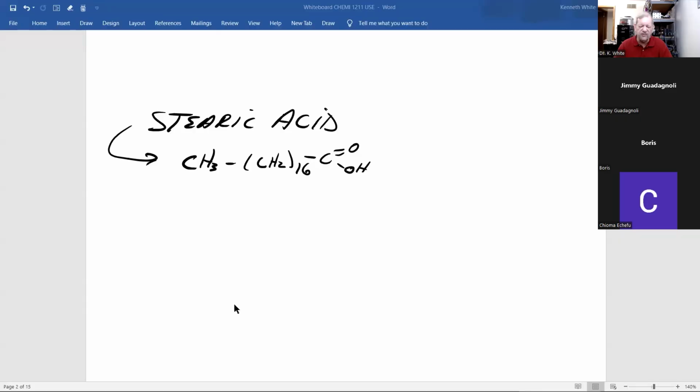So stearic acid, a saturated fatty acid. Notice here in the R group, only carbon-carbon single bonds. All right, next.